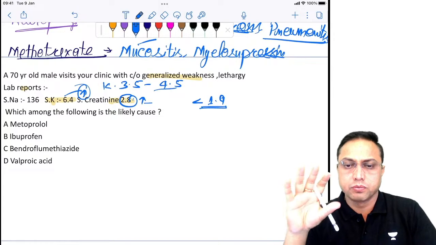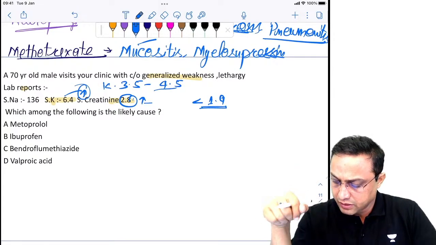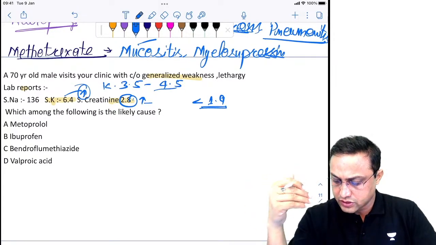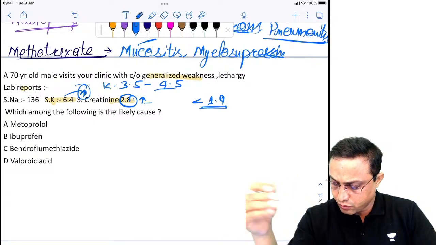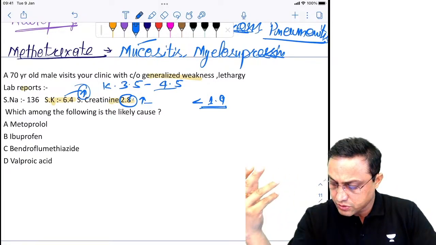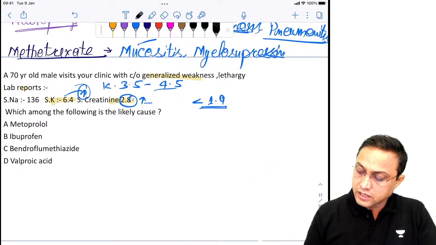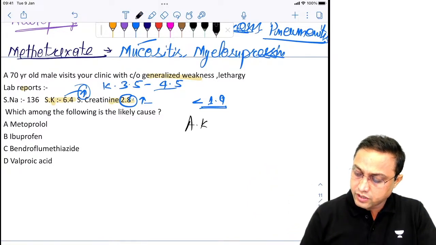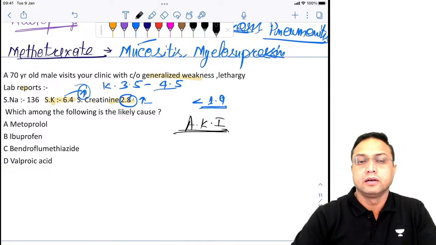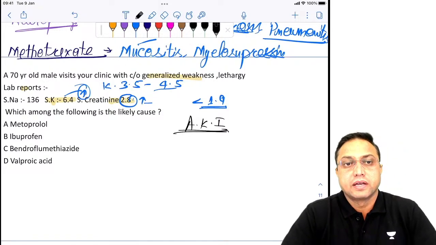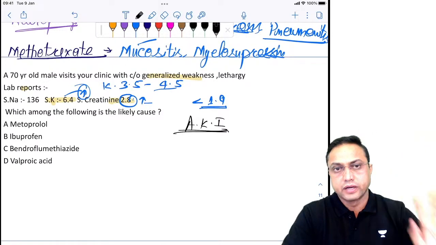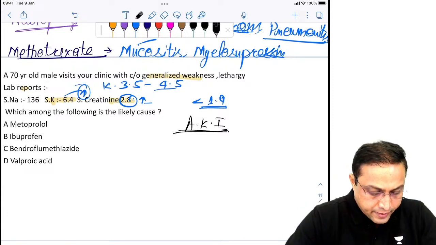So this patient, Rohit Pandey, I agree this patient is having hyperkalemia. But can you correlate the drugs, the potassium and the creatinine level with this generalized weakness and lethargy? So this patient has basically landed up in acute kidney injury. Yes, Nihar, I do agree with your point that this is an acute kidney injury.